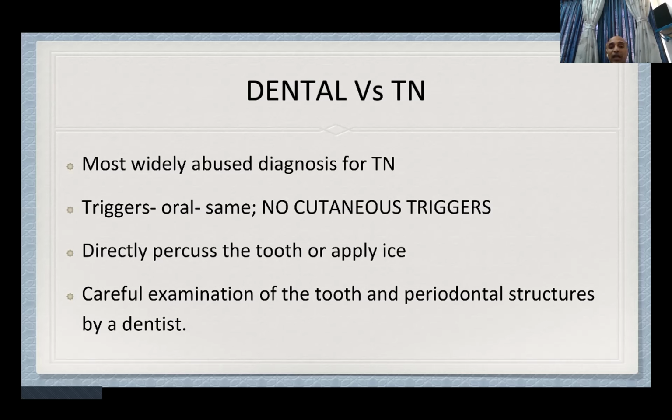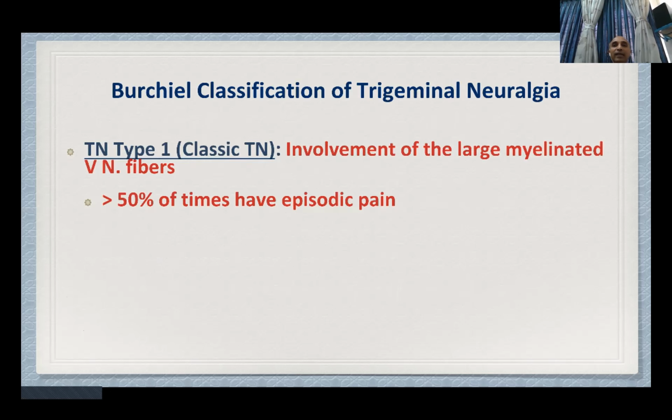However, patients with dental cause of neuralgiform pain don't have any cutaneous triggers. And obviously you need a good dentist friend who can examine him and tell you that it is because of the local tooth problem. Burchiel et al. is a neurosurgeon who classified trigeminal neuralgia wonderfully, and which also tells us about the pathophysiology behind the type of pain which the patient has.